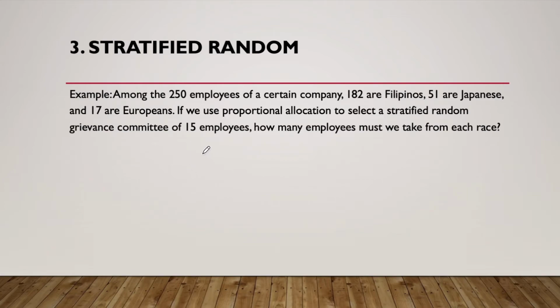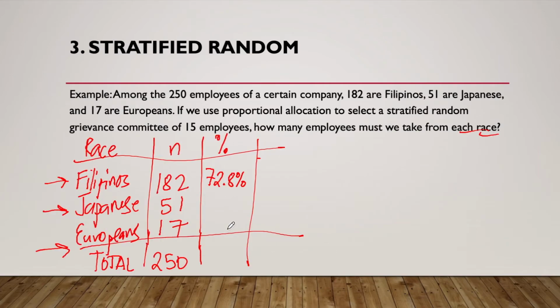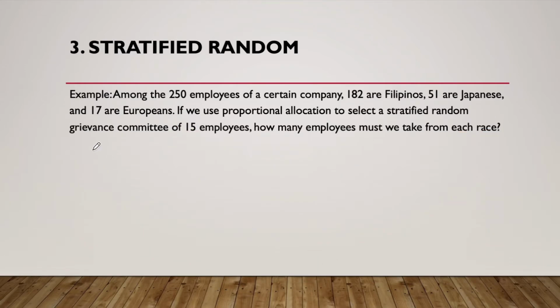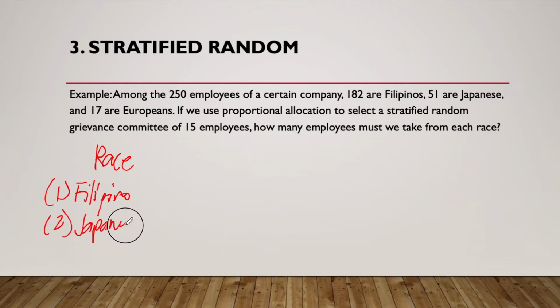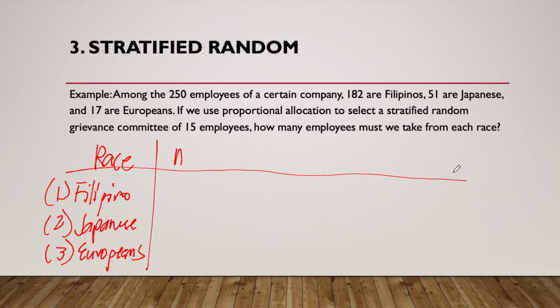So let's do this. Let's have first our races, since we are taking from each race. Race 1 is Filipino, second is Japanese, third is Europeans. We have the N: 182, 51, and 17. Overall, they are 250 here.